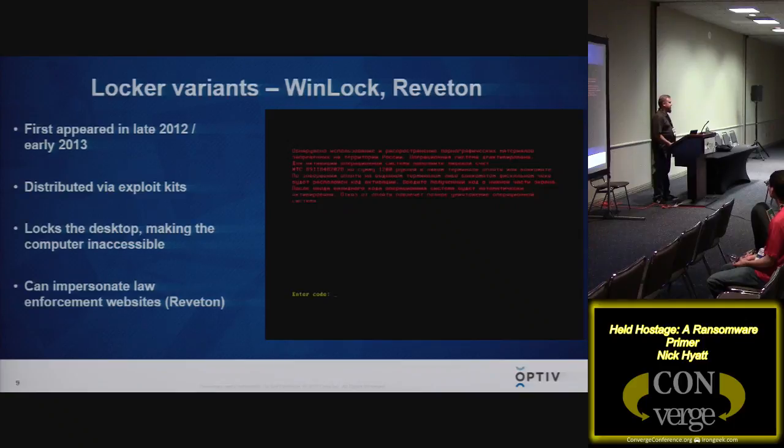So if you ever had an instance where you had a customer or an employee that said, oh, I've got a pop-up screen that says I have child pornography on my system. And very obviously, you would hope that they're not pornographers, but we'll see. Things like Reveton would impersonate those and use that fear to get them to pay, the fear of having people know that you may or may not have done these things.